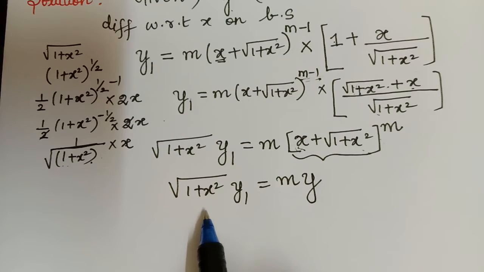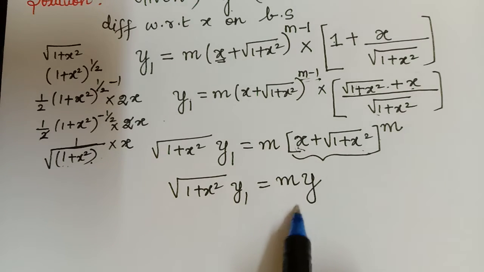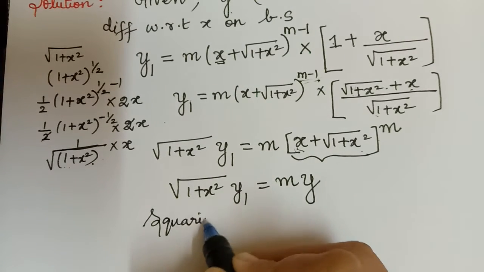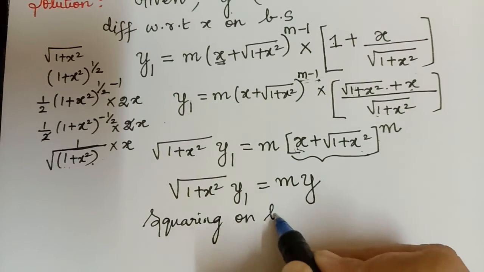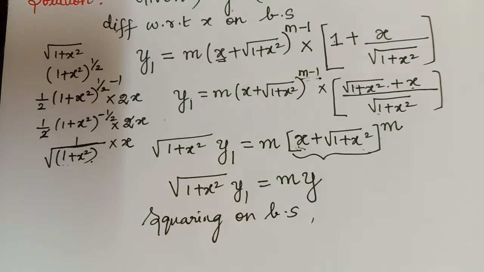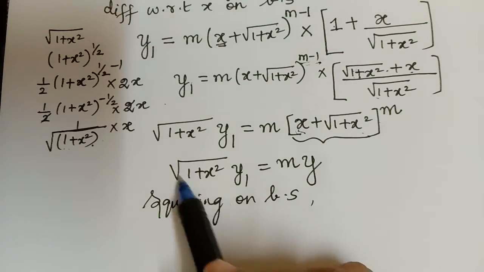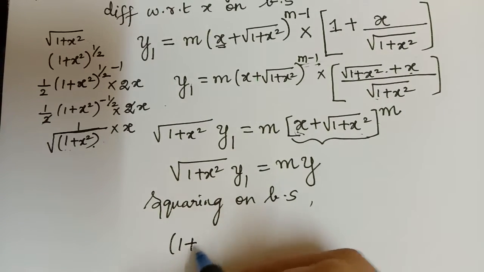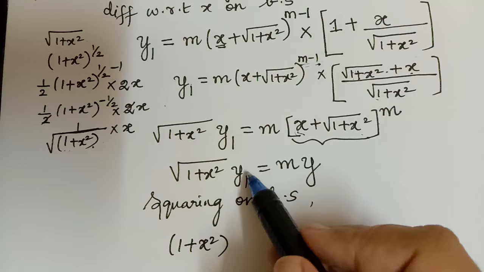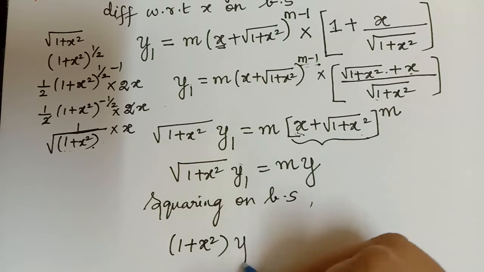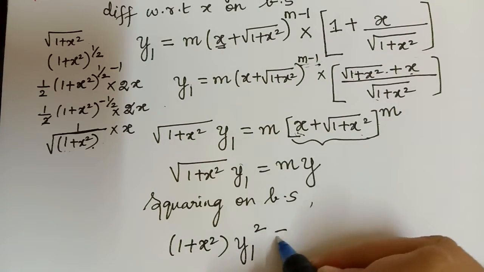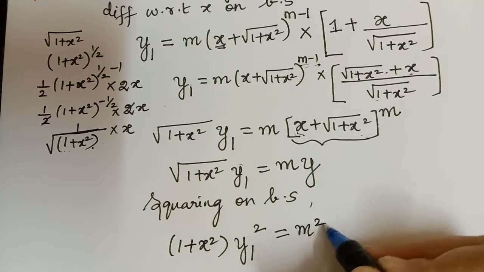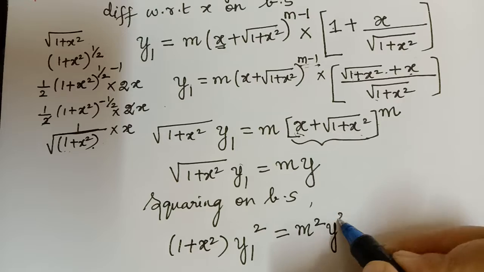So we have to take the square on both the sides. Squaring on both the sides, what do we get? When we square this term, it will be the square of the square root, and so we will have the term only. Then we take the square of y1, which will be y1 squared, equal to the square of m, which is m squared, and the square of y is y squared.